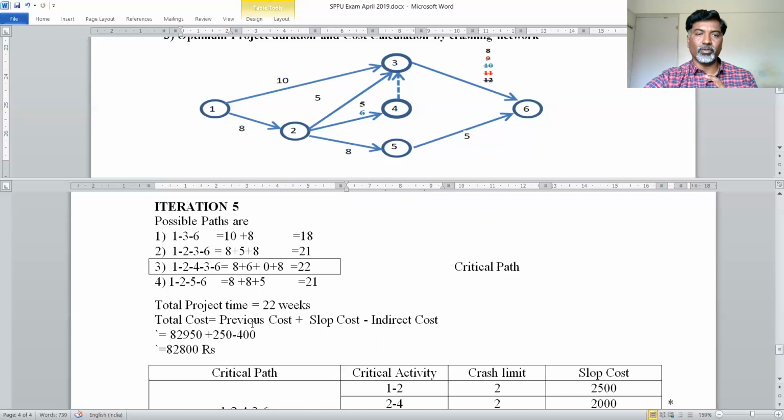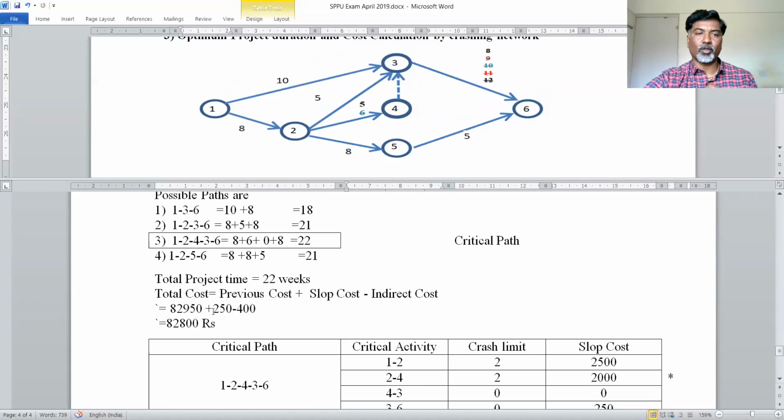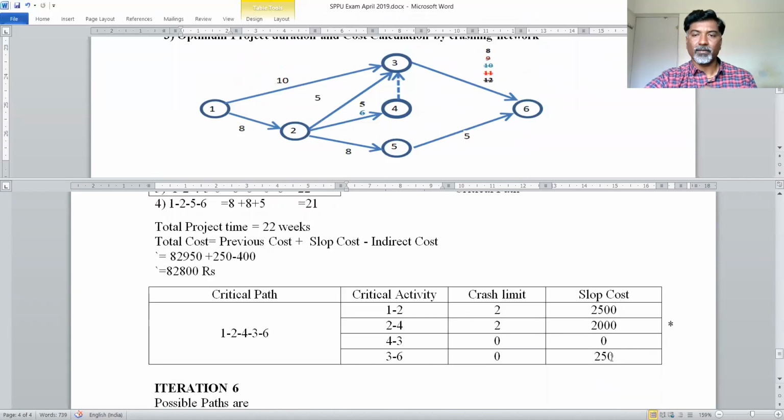Total cost is equal to previous cost plus slope cost minus indirect cost. So in this case, previous cost was 82,950. 250 is the cost for this 3 to 6 activity, and the indirect cost is rupees 400 per week. So you will get 82,800 rupees as a total project completion cost. So this is also less than the previous one. So still I have a chance to crash my network.